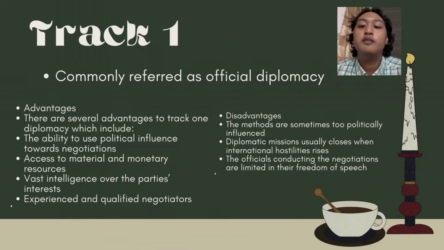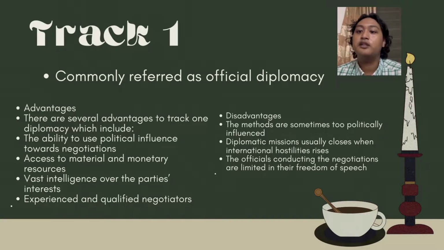Hello, Assalamualaikum. My name is Arya, and I'm going to be explaining track 1 and track 2 diplomacy. Track 1 diplomacy has a long history in diplomacy and is considered to be the official diplomacy. The distinguishing part of track 1 is the usage is at the state-to-state level. The actors involved in track 1 diplomacy are diplomats, senior government officials, and the head of state.